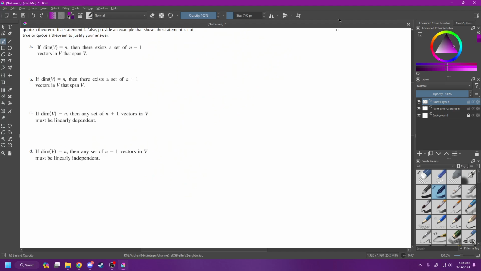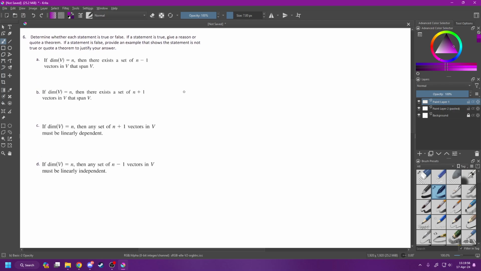So, let me tab in. In order to start off with part A, if the dimension of V is equal to n, then there exists a set of n minus 1 vectors in V that spans the vector space V. This is a false statement.